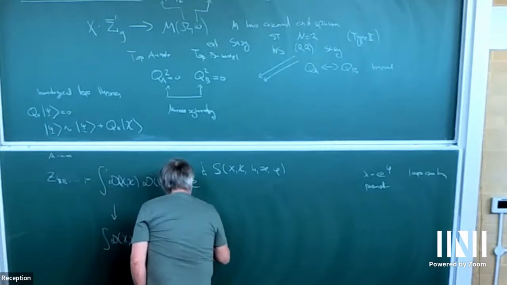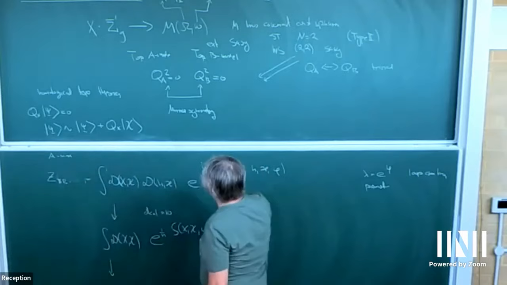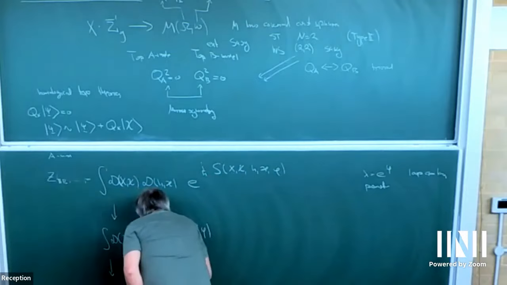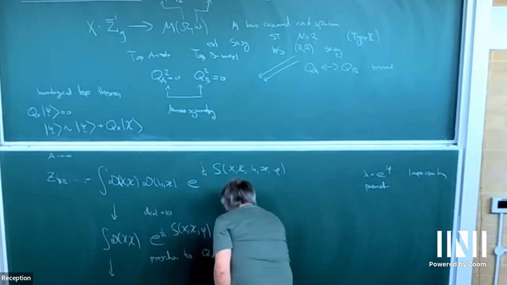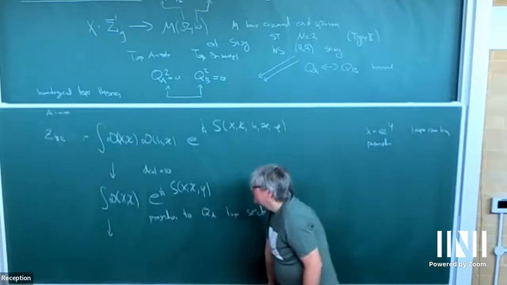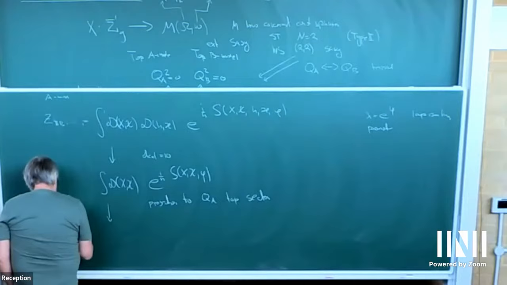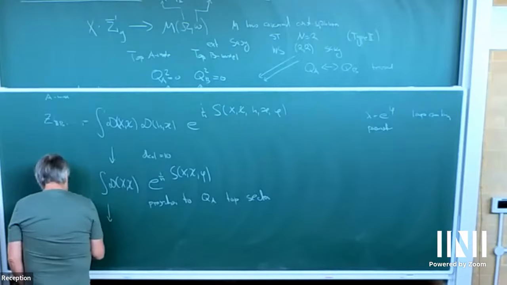If you now make a projection to this topological sector, projection to the A-type topological sector, then you get a personal simplification. And now I have the right to call this the topological string partition function. And that one depends on this lambda. And it depends, in this A model, on the phi.